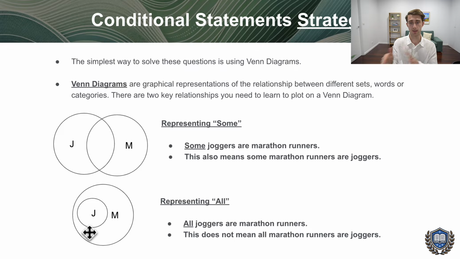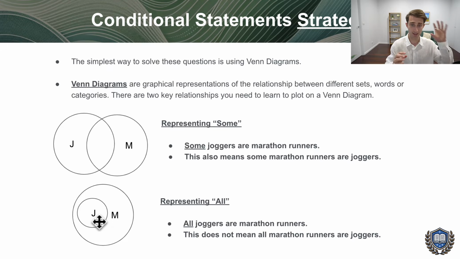Some are, but some are not. And so if we drew this here and then we said some joggers are marathon runners, we would also be saying some joggers are not marathon runners, which doesn't make sense. And so we have to be precise. If this is the relationship, all joggers are marathon runners, we can't just say some of them are marathon runners because that doesn't make sense.